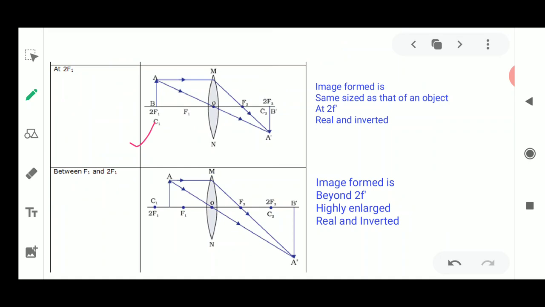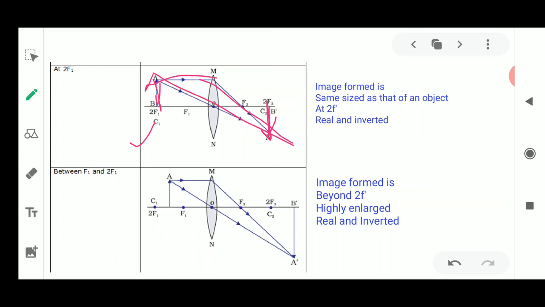Fine. Now when the object is placed at 2f1, we can see that whenever the ray of light passes parallel to the principal axis, it is going to pass through the focus. The next rule also remains the same: the ray of light passing through the optical center will always cross the lens without bending. And wherever on the other side these rays of light meet, it is going to give you the position of the image.